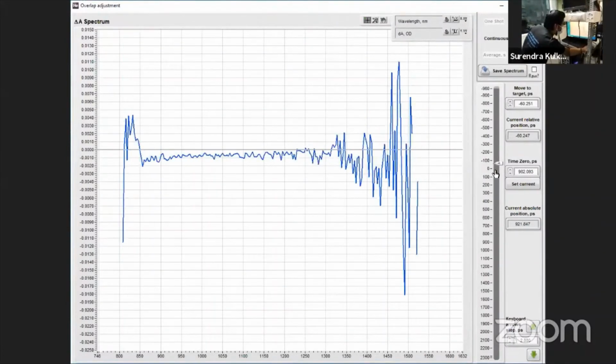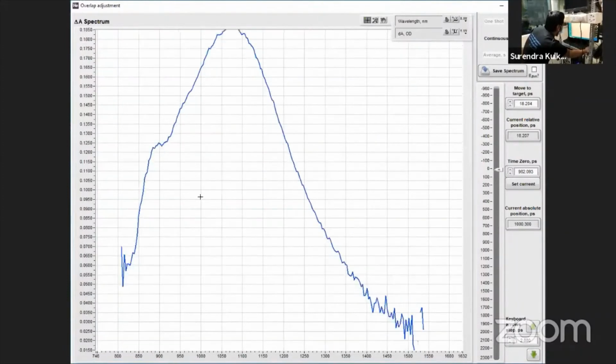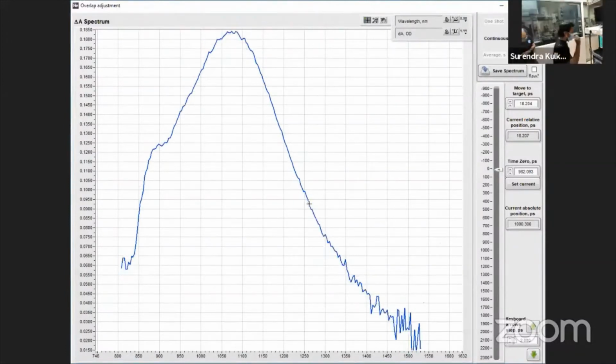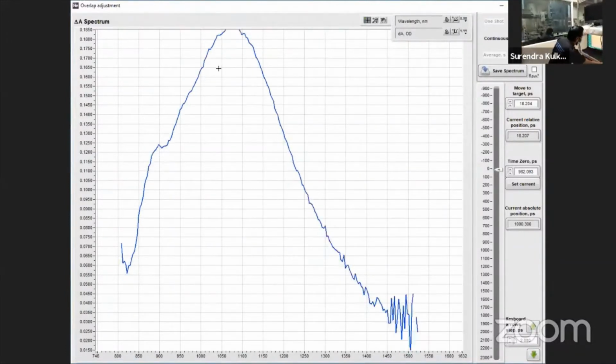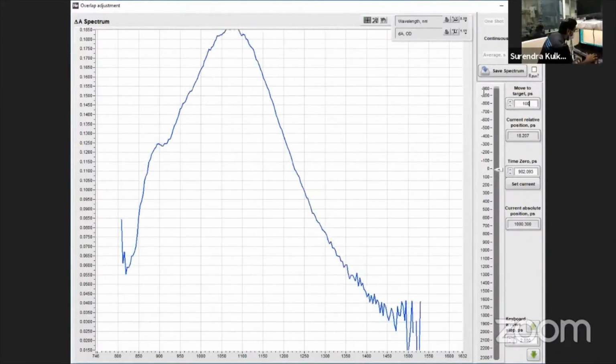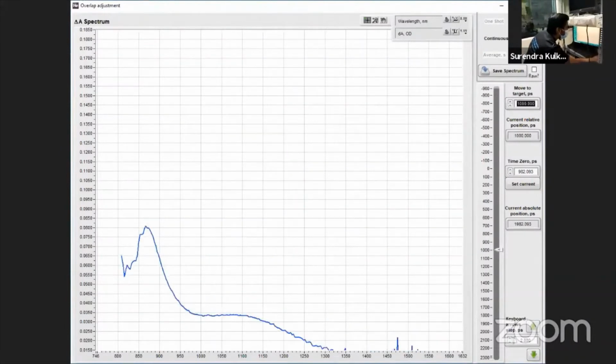Then as soon as I move to, let's say, 18 picoseconds, I have the color of the molecule. That means my reaction has already started and I am seeing the color at 18 picoseconds. Let us move to 1000 femtoseconds, or 1000 picoseconds.